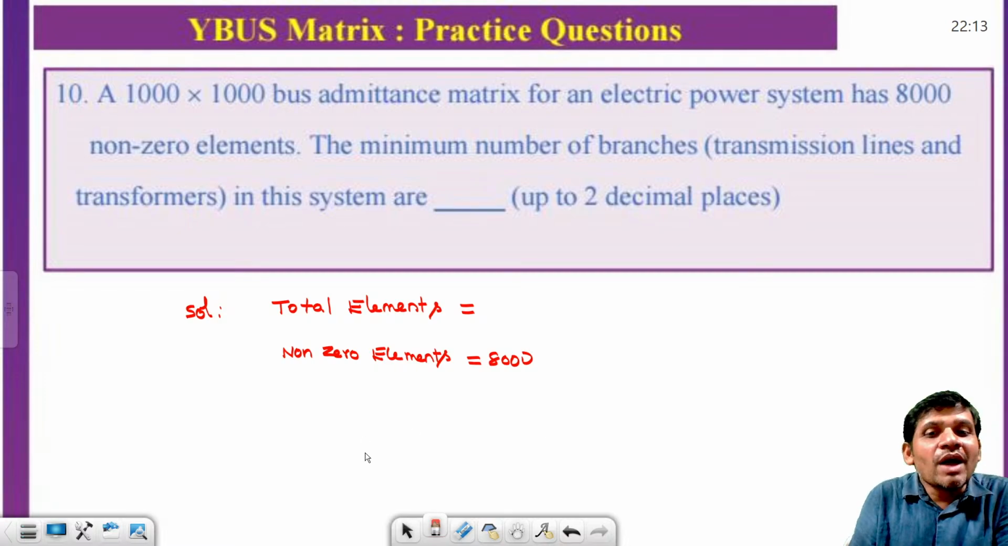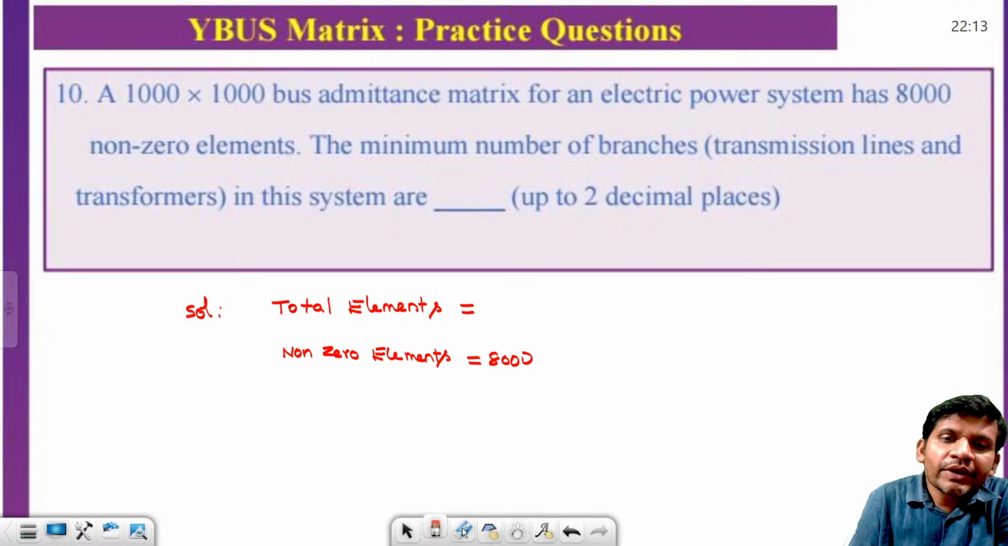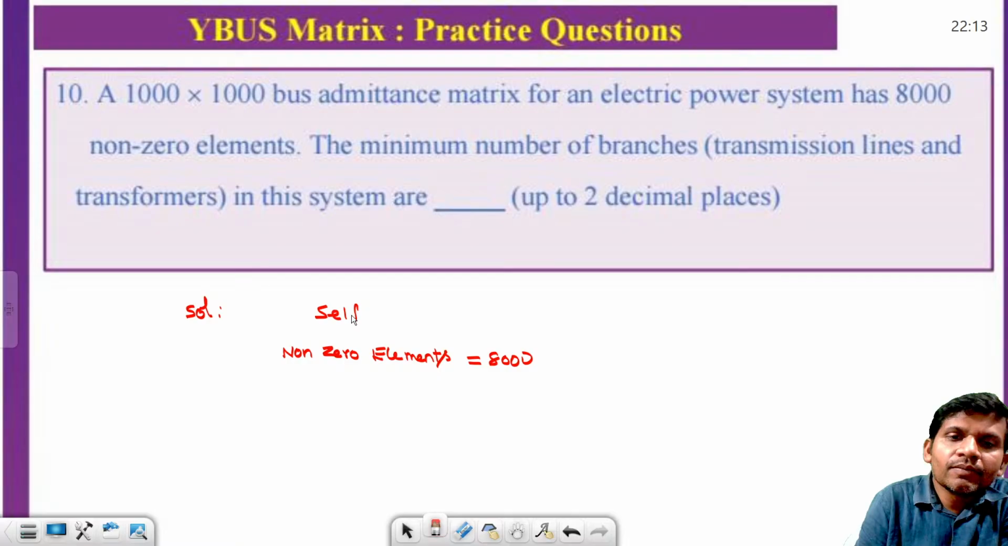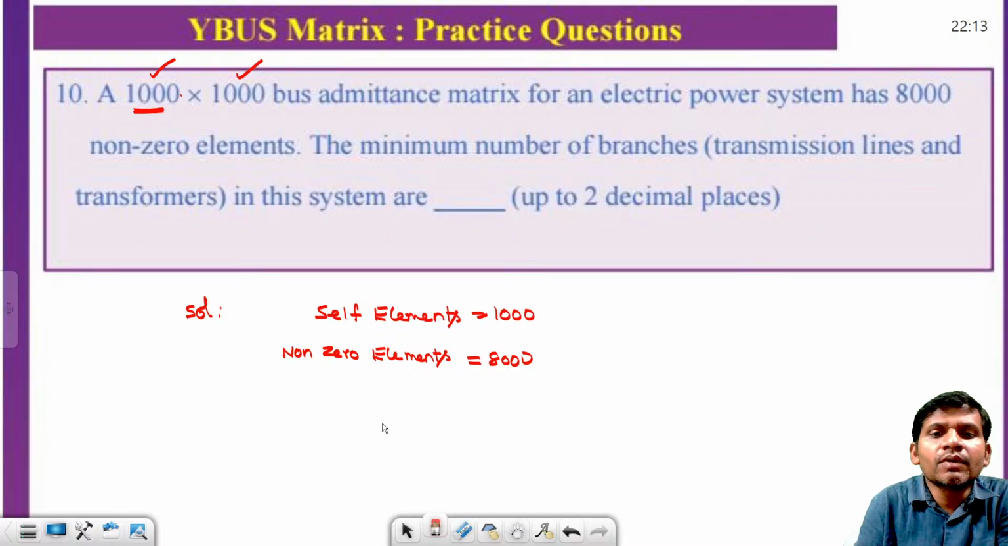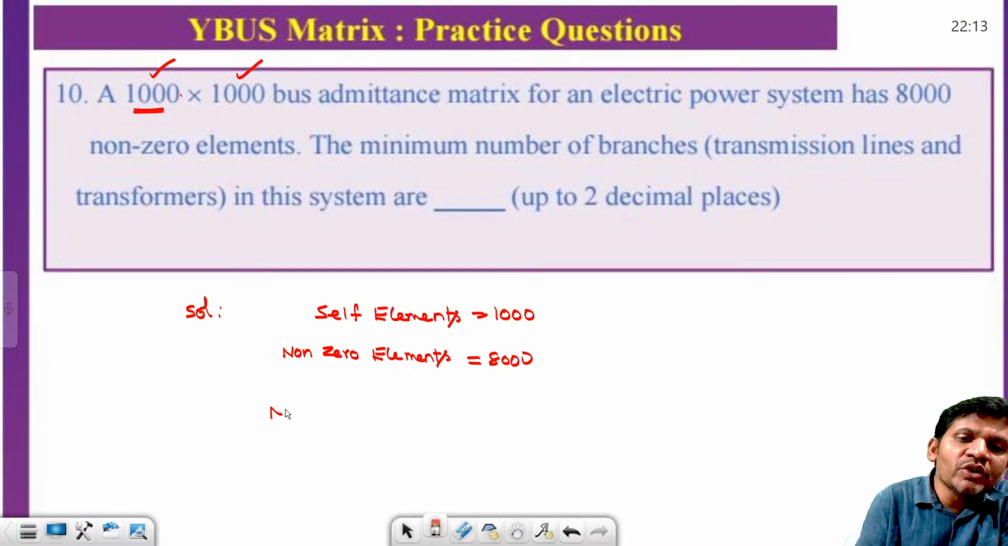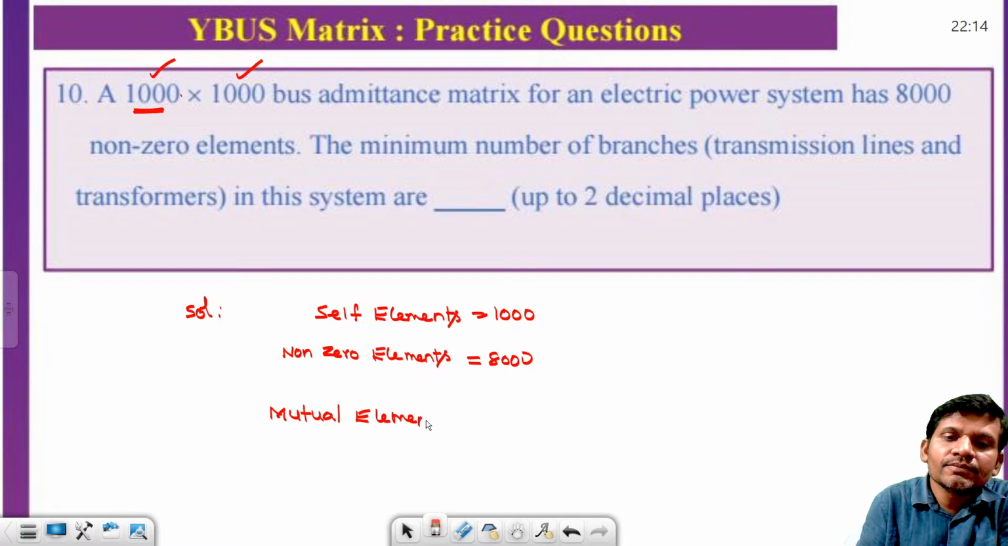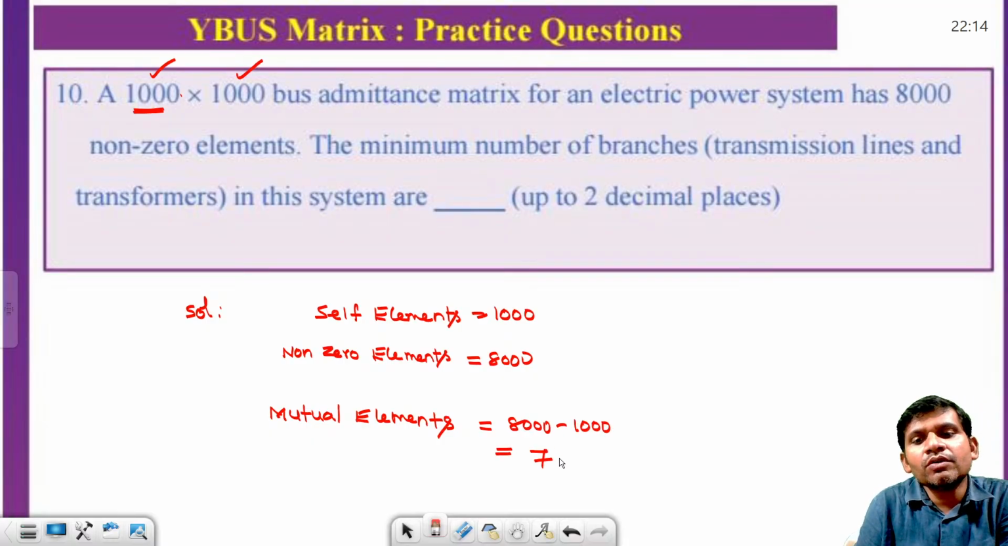Okay. So non-zero elements are given; total elements are not required. Self elements calculation: how many self elements? What is the bus admittance matrix? 1000 by 1000. This indicates the self elements. Self elements are 1000. Then non-zero elements are 8000. What are the mutual elements? Mutual elements equal 8000 minus 1000. This is equal to 7000.